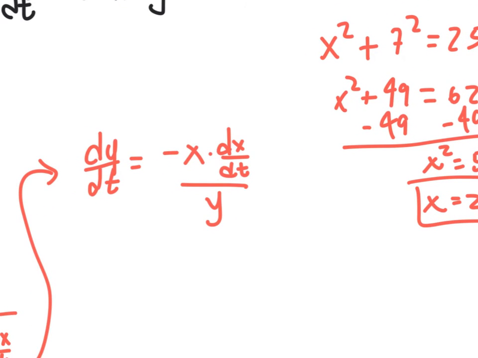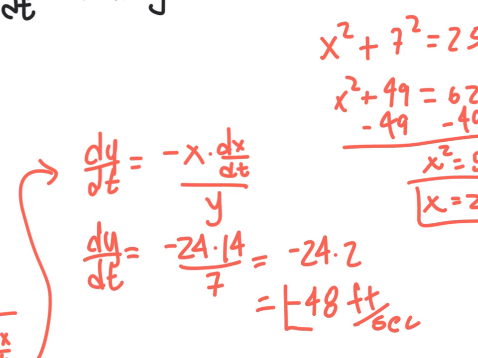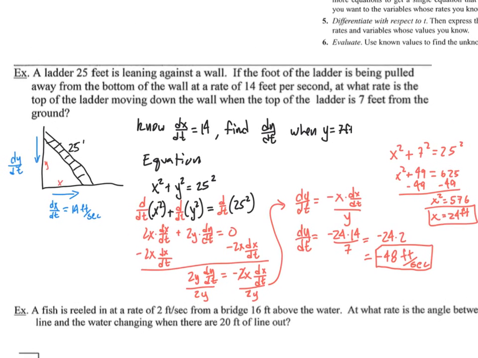All right, so I'm going to plug all those numbers in. We get dy/dt is equal to negative 24 times dx/dt, which is 14, all divided by 7. I can simplify this: the 14 over 7 divides out to 2, so I get negative 24 times 2, which gives me negative 48 feet per second. That's the rate at which y changes with respect to time, so that's how fast the ladder is moving when the top is 7 feet from the ground.